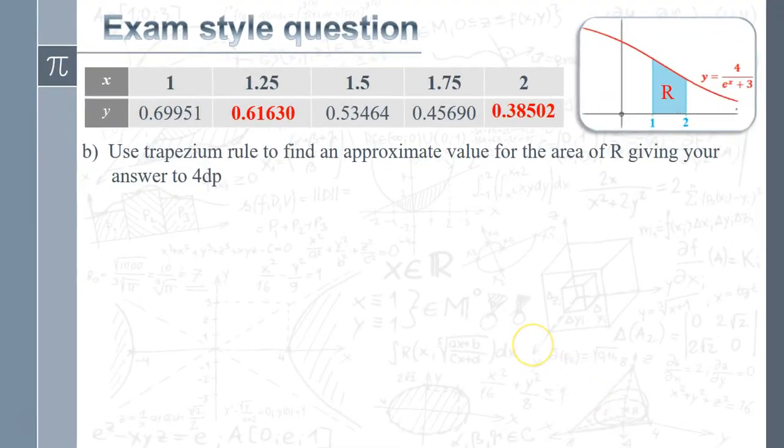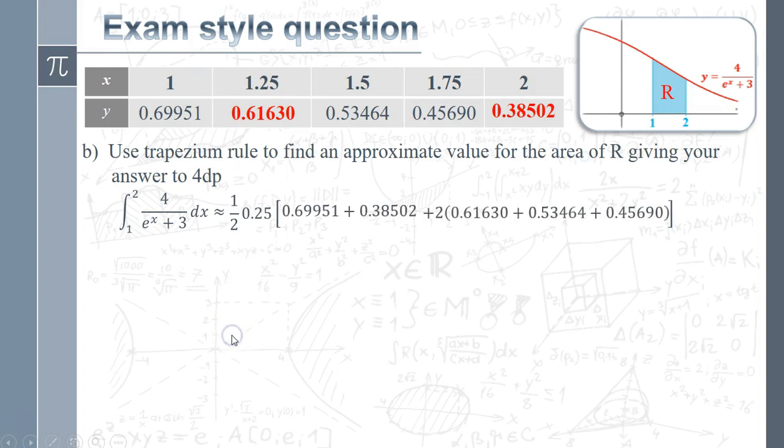On we go. Use the trapezium rule to find an approximate value for the area of R. So again, off we go. First thing we need is h, but we can see from the table that our value for h is going to be 0.25. So we've got half times 0.25, the ends, plus 2 times the middles. And again, what you'll find on the mark scheme is that the first mark is for that bit, second mark for getting the correct structure, and then the third mark generally tends to be for tidying it up and coming up with the right answer. So there we go, all nice and easy, just chucking numbers into a calculator.